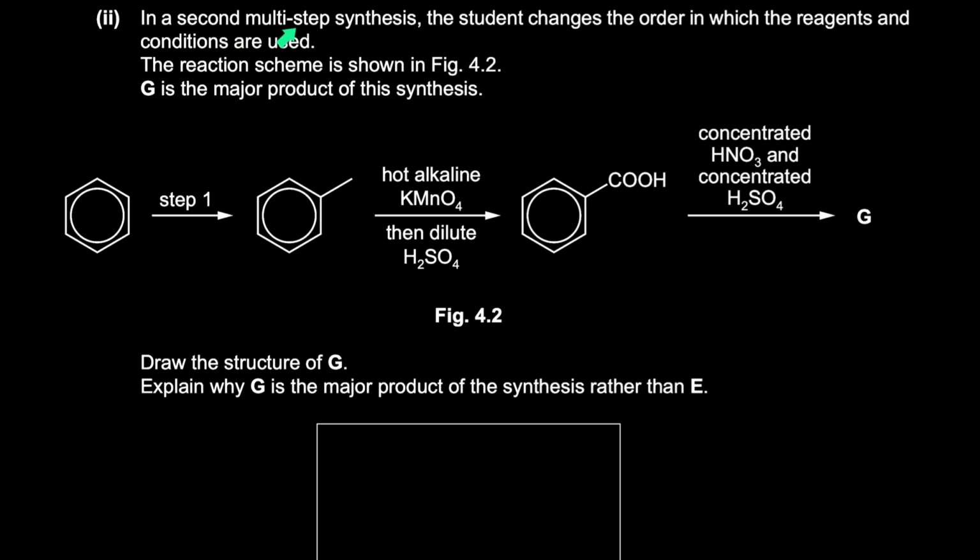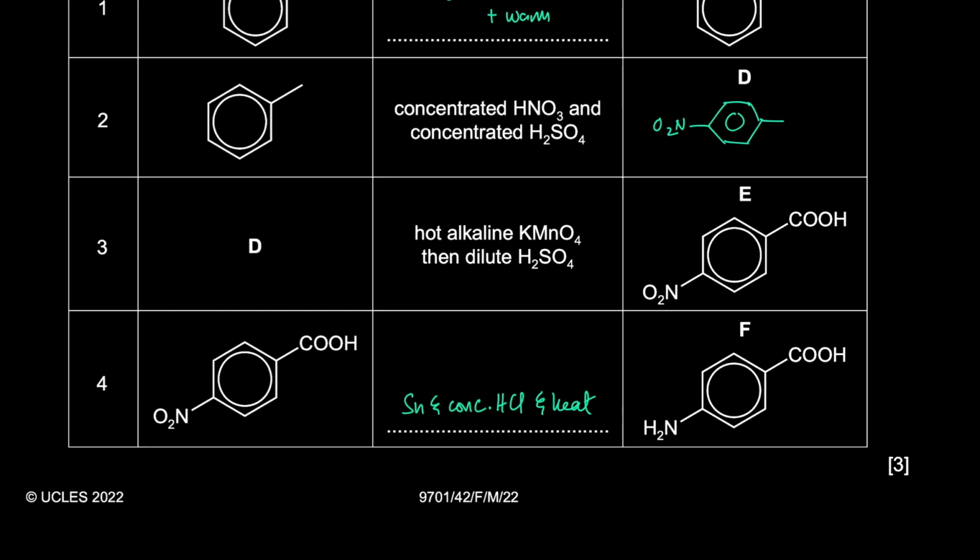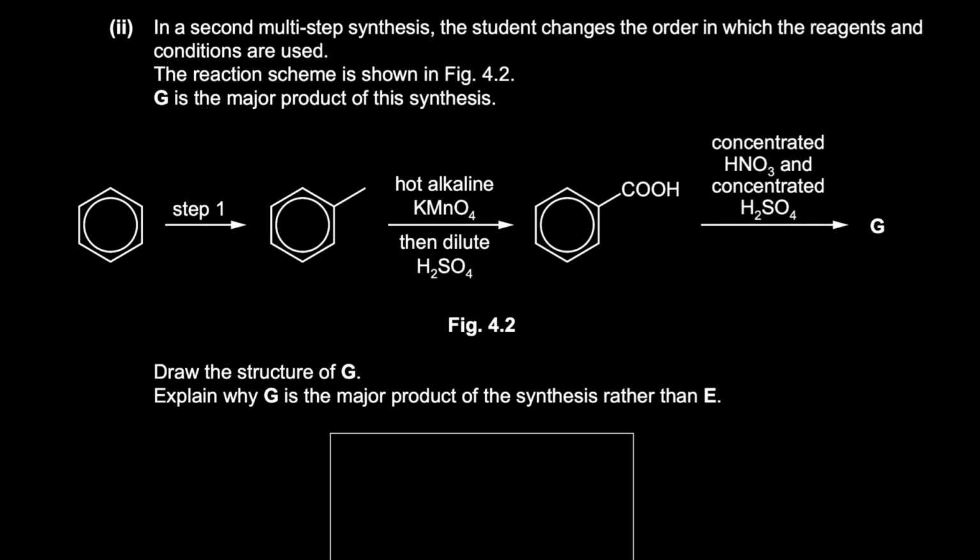In a second multi-step synthesis, the student changes the order in which the reagents and conditions are used. The reaction scheme is shown in figure 4.2. In step one, the benzene is converted to methylbenzene, again using CH3Cl and AlCl3 with heat. Then you oxidize the methyl group to a CO2H, and then you nitrate it. In the previous case, we did the nitration of the methylbenzene first, and then we oxidized the methylbenzene. In this case, we're oxidizing the methylbenzene first and then nitrating it.